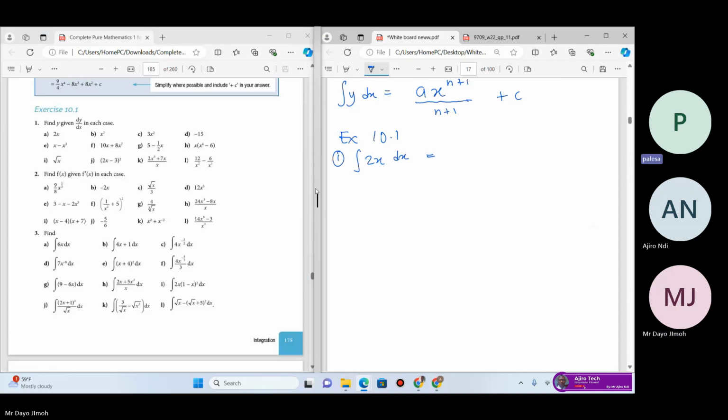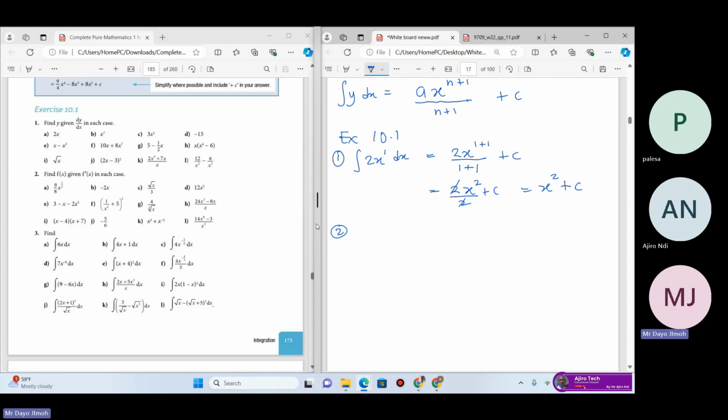It will be 2x. No, wait. 2x. What's the power here? The power here is 1, right? 1, is 2, x squared. So it becomes 1 plus 1 all over 1 plus 1, then plus c, isn't it? Yes. And then it becomes 2 raised to the power 2, x raised to the power 2 over 2. This cancels this, plus c becomes x squared plus c. True or false? Yes. Then true.